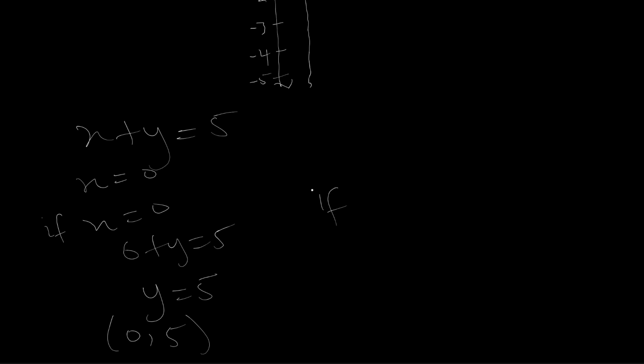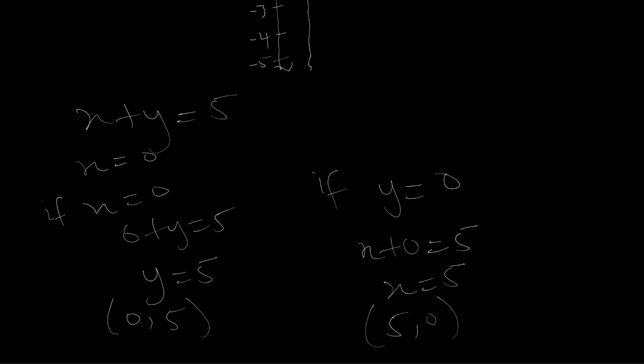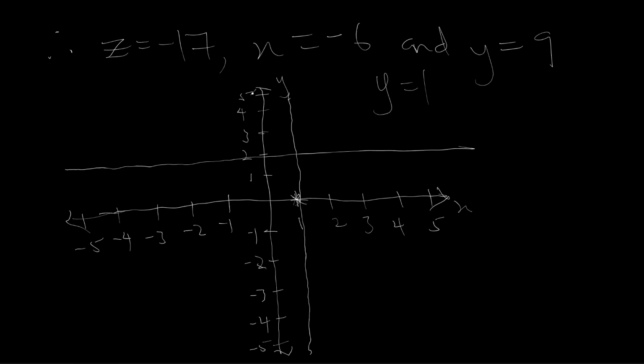And if y is equal to 0, we have x plus 0 is equal to 5. And hence x is equal to 5. So we have the coordinates 5, 0. So plotting these two coordinates on the graph. The first coordinate is 0, 5, so 0, 5 will be here. And then the second coordinate is 5, 0, which will be here. So drawing a line to pass through these two coordinates, we will have this.